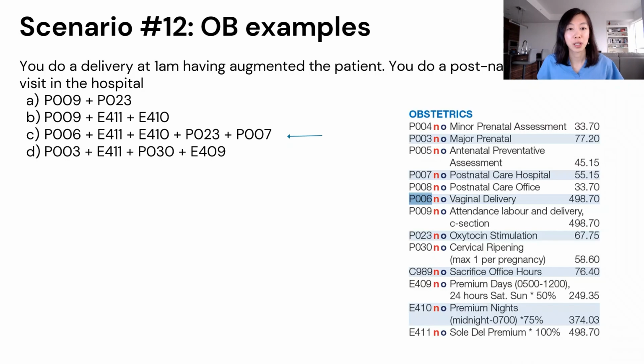And here's the reason why. Because you did the vaginal delivery, it's a P006. The E411 is kind of like a bonus for doing a delivery at the visit, and E410 is a premium because you worked during the night time. A P023 is when you have the oxytocin augmentation, and a P007 is when you did your postnatal visit.